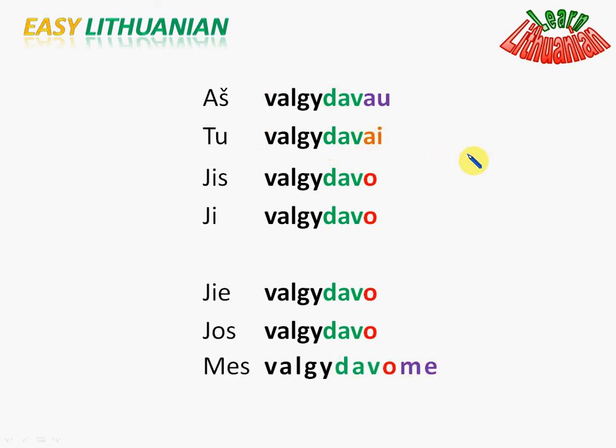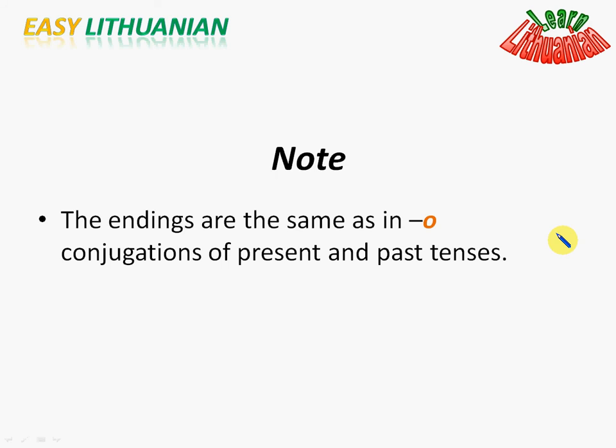And in the plural you should add -me to the third person. Valgydavome, jūs valgydavote, you used to eat. So it's just like the o-conjugations in the present and the past tenses. If you already know those endings, that's very good.